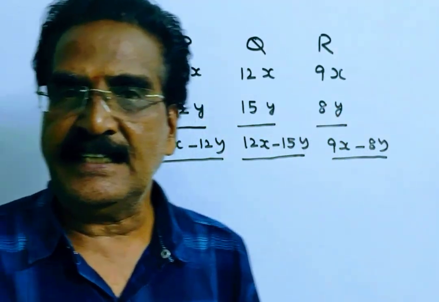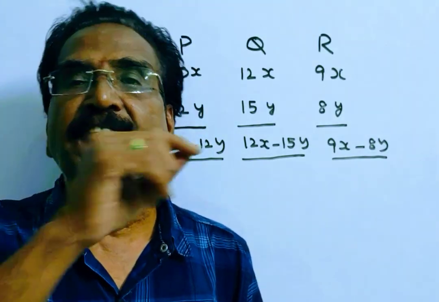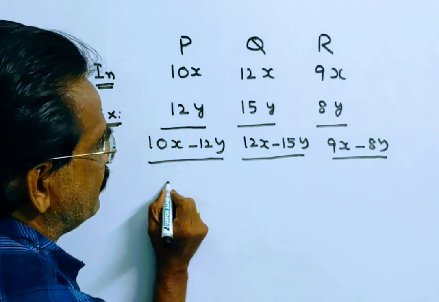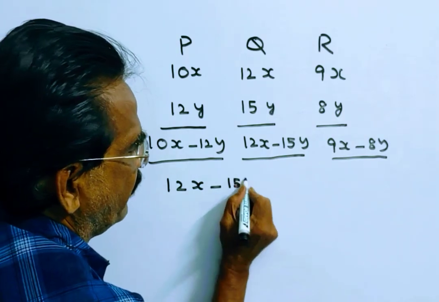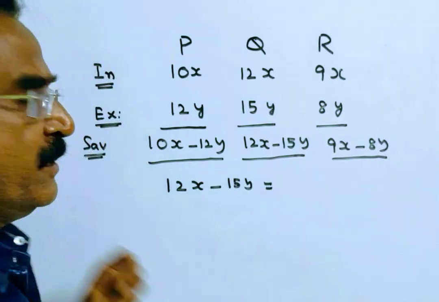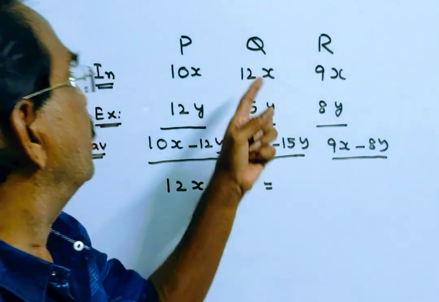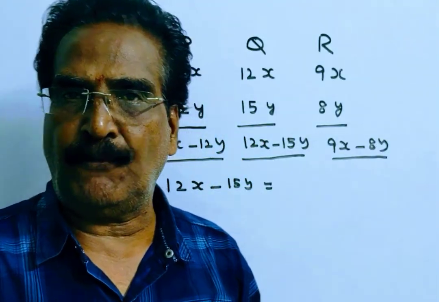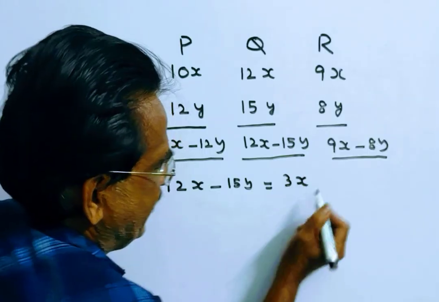Friends, it is given that Q saves 25% of his income. So Q saves 12x minus 15y. It is given that Q saves 25% of his income. 25% of 12x. 25% means 1 by 4. 1 by 4 of 12x, that is 3x.